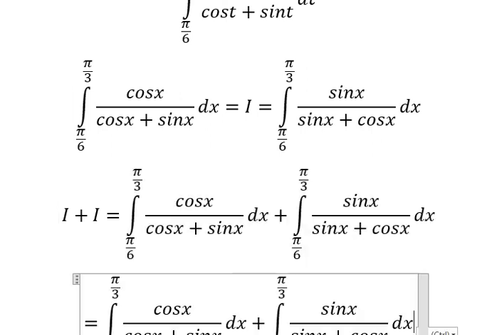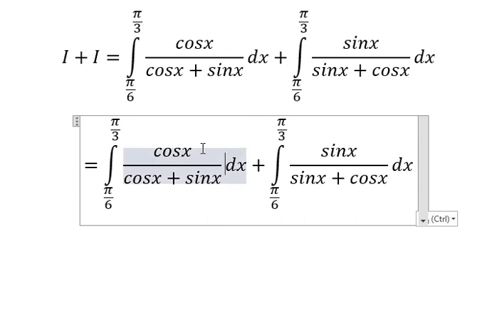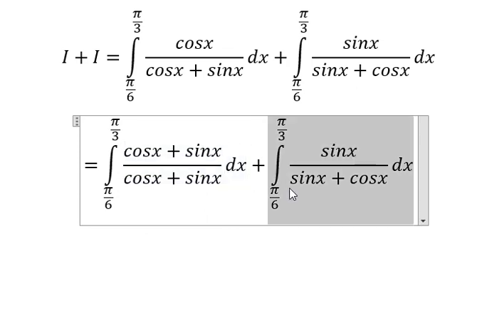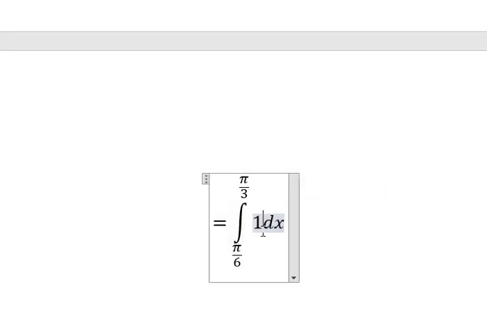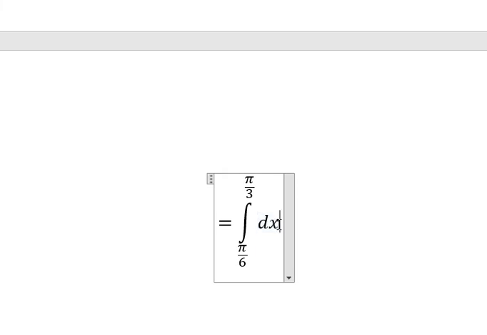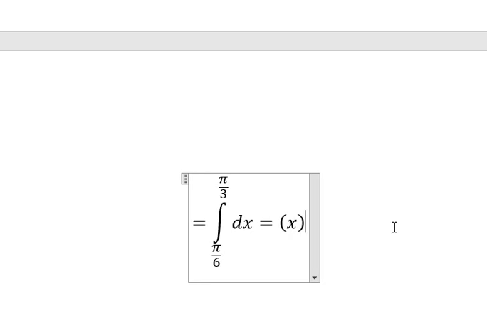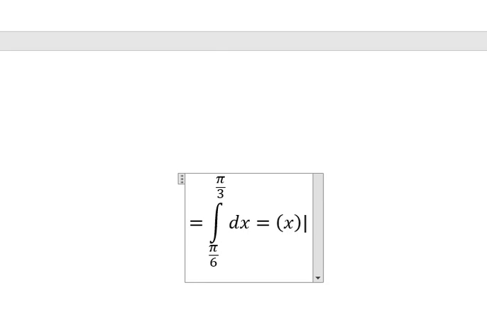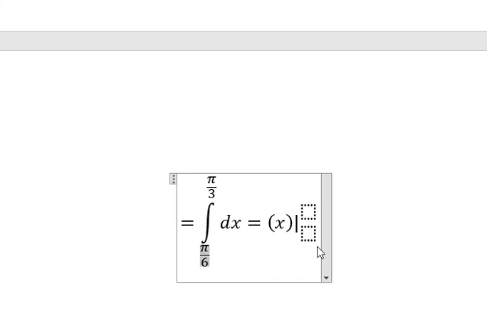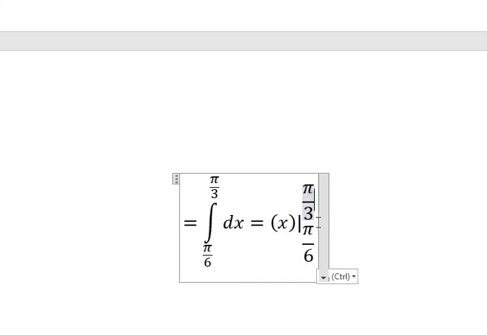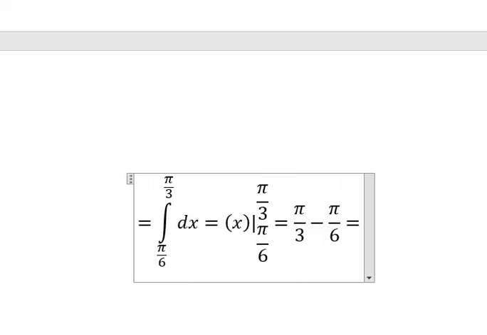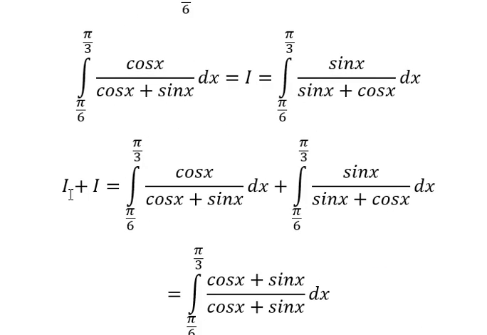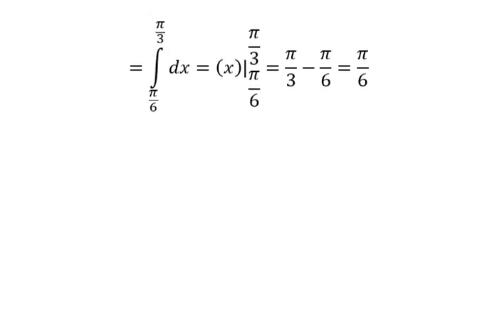Now we combine the two integrals. This one we have number 1, so we can put it like this. The integration of ds we have s, and I will put the bounds from b over 6 to b over 3. And now we have the final answer. And this one we have b over 6. So we know that I plus I we have 2I.